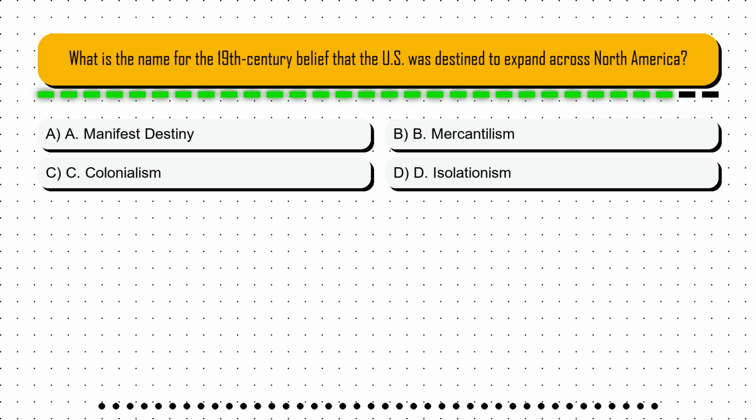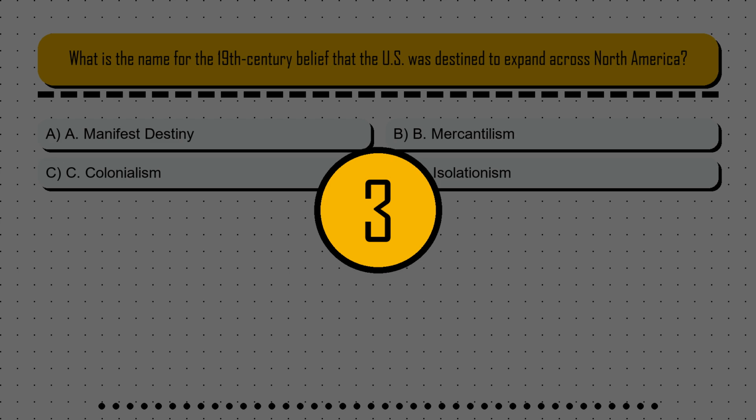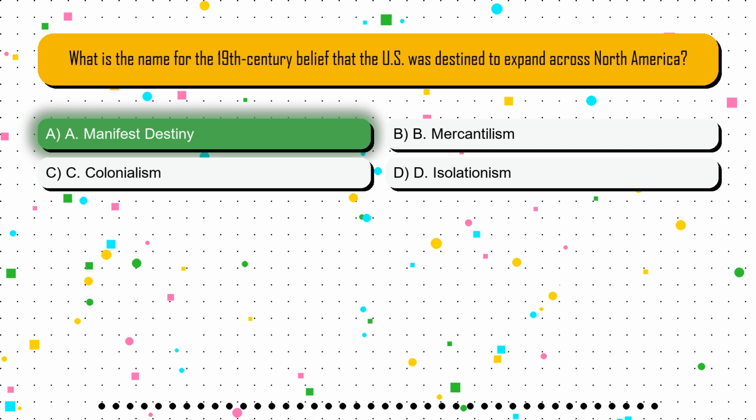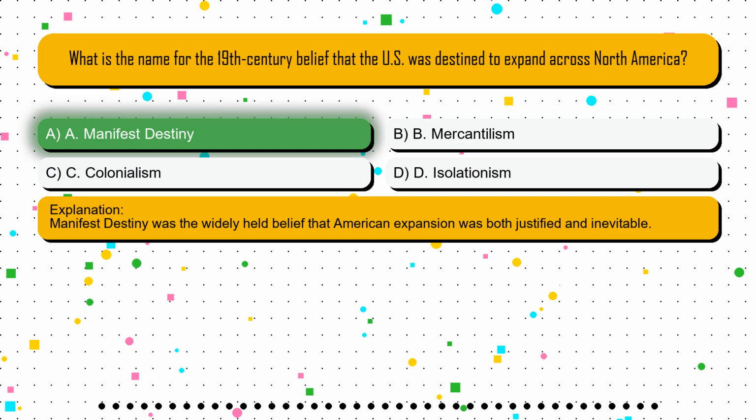Question 33. What is the name for the 19th century belief that the U.S. was destined to expand across North America? Option A, manifest destiny. Option B, mercantilism. Option C, colonialism. Option D, isolationism. The correct answer is option A, manifest destiny. Manifest destiny was the widely held belief that American expansion was both justified and inevitable.